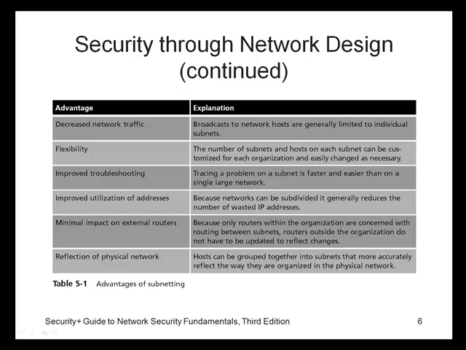Reflection of the physical topology. Hosts can be grouped together into subnets that more accurately reflect the way they're organized in the physical network. And that's all true. What else can we do with these things? What if we do VLANs? Can we separate the machines in different physical locations that are on the same network? One of the things we talked about we could do with a switch, with our switched network.